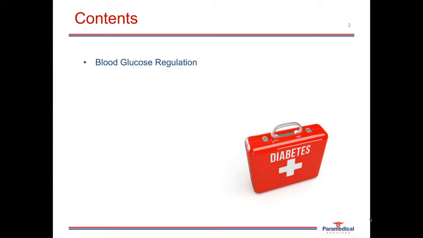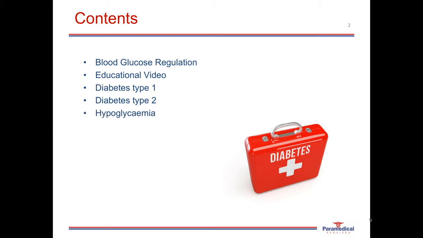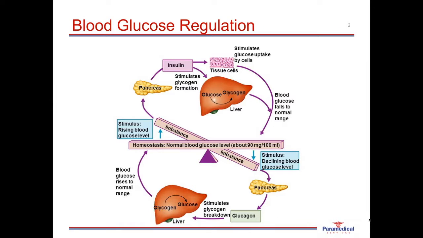What we'll be covering today is how blood glucose is regulated with the use of the pancreas and the liver. Then we'll watch a short educational video on diabetes. We'll discuss diabetes type 1 and type 2. Then we'll discuss the medical emergencies which result from diabetes, such as hypoglycemia and hyperglycemia with diabetic ketoacidosis. We'll have a look at the signs and symptoms of these medical emergencies and discuss how to treat them in the pre-hospital setting.